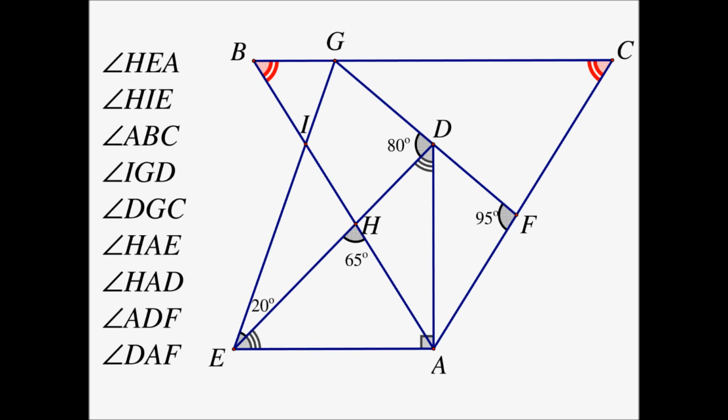What we have here is a two-dimensional picture with a bunch of angles. Some of these angles are marked and some of these angles are to be determined. We need to find out these angles on the left hand side. For instance, angle HEA, HIE. Some of the angles in my picture are marked.